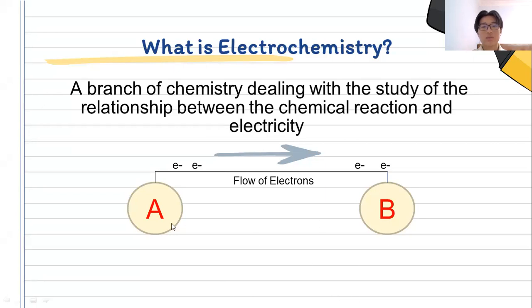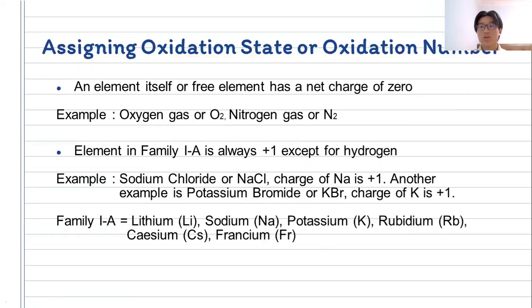Now we are going to deep dive, but to understand this more, we can see here that there is substance A and there is substance B. This substance A has a flow of electrons, which gives electrons to substance B. And this describes the electricity and chemical reaction. Now, to understand this more, we are going to discuss the chemical reaction and also the oxidation state, right?